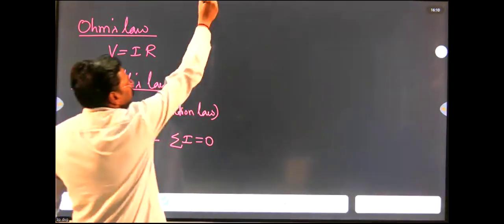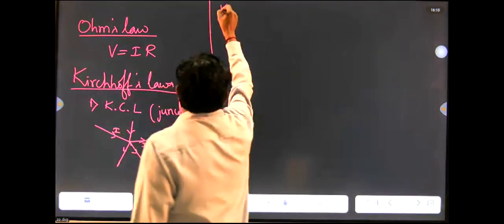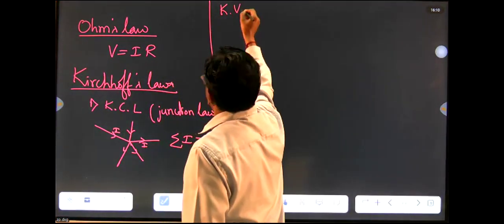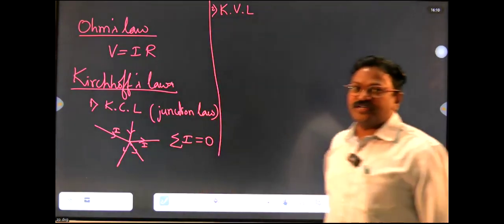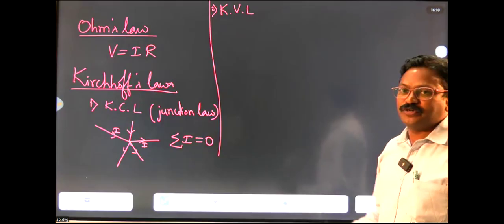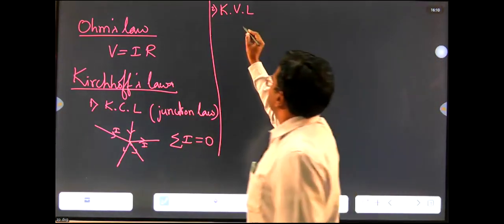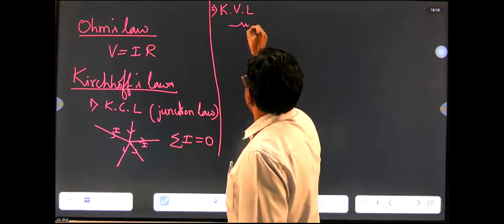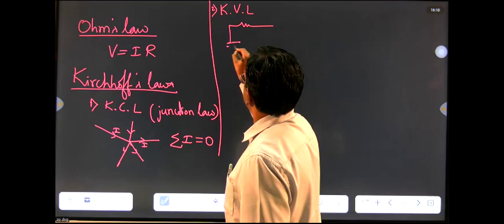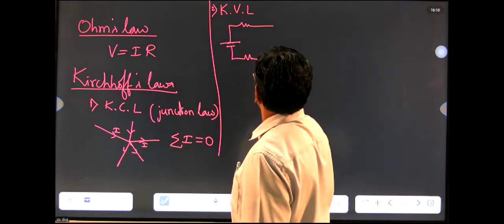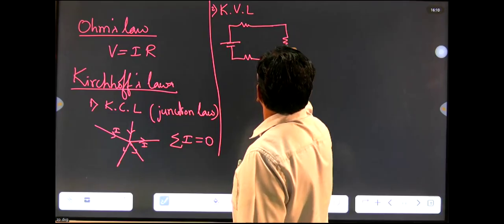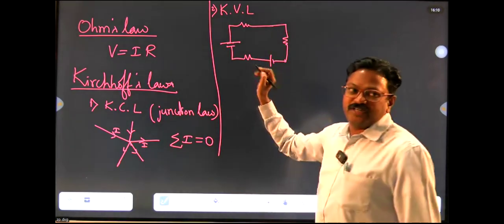Kirchhoff's voltage law is represented by KVL. So KVL is called Kirchhoff's voltage law. What Kirchhoff's voltage law states is that in a closed loop, imagine there is a closed loop. I'm just taking an example. So let there be a closed loop.